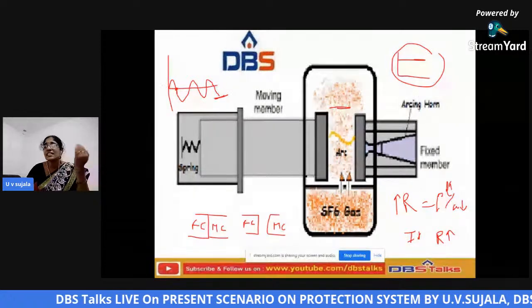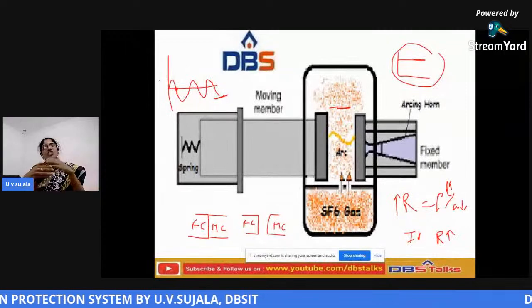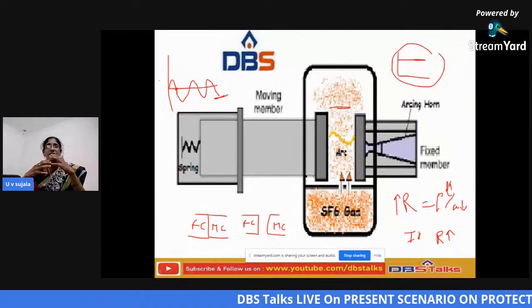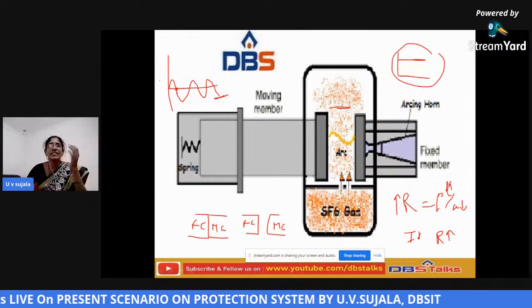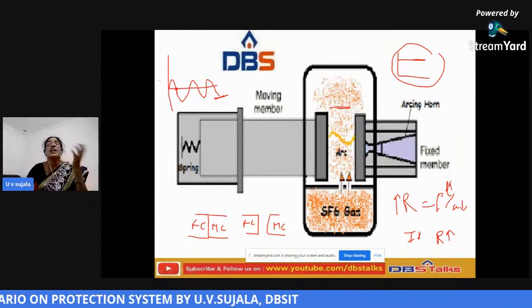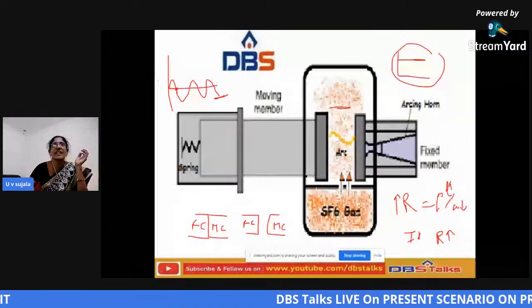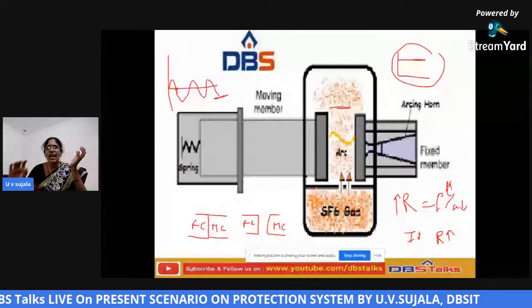That is called restriking voltage. Restriking voltage means the voltage which develops due to the transients. Due to the transients, again, because I told that it does not allow the sudden change of current, but due to the transients, it will be allowed. So that is called restriking voltage. Another one is recovery voltage. Recovery means then it comes to the normal position.